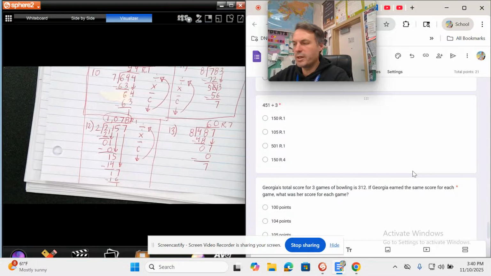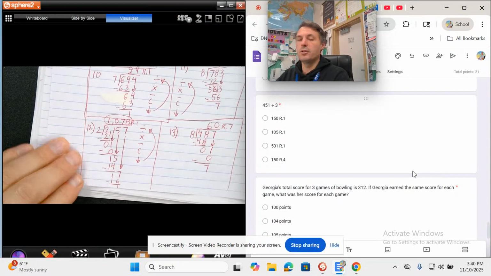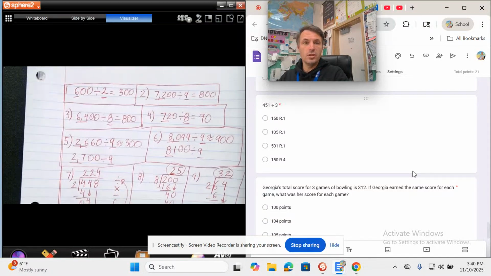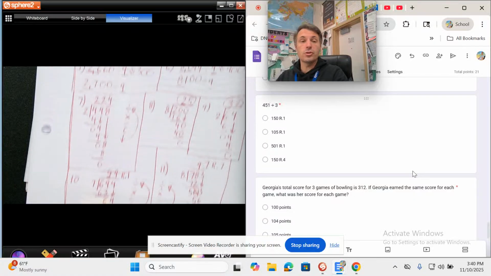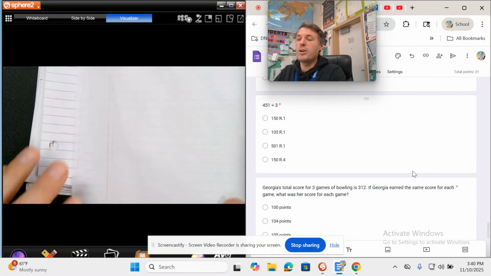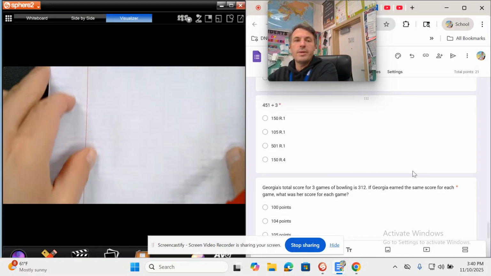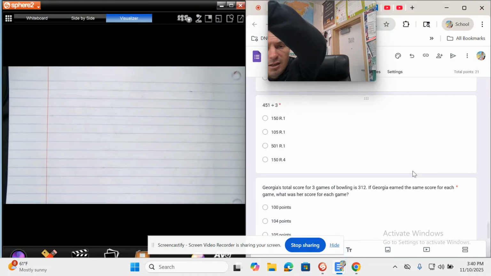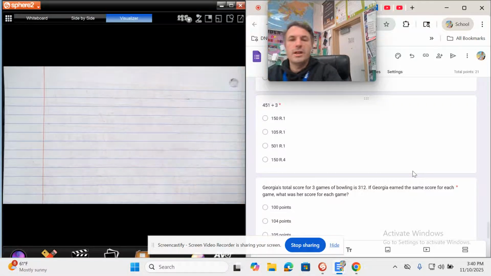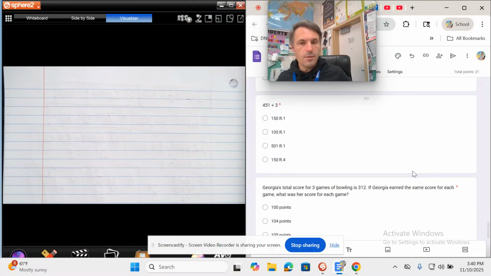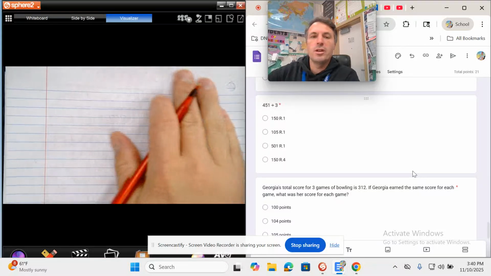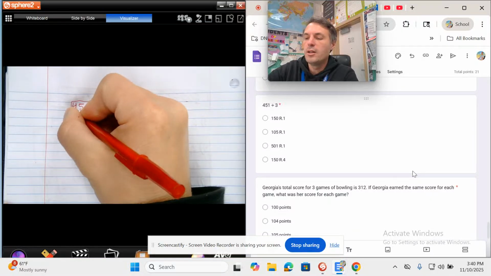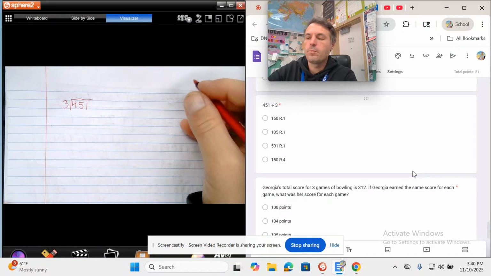Next, 451 divided by 3. I have to turn the page over. Look at all this scratch paper that I've used. This is what your scratch paper should look like when you're done with the practice test, if you're really doing your best. If you're just picking random answers and guessing, then you're not doing your best. You're making a weak choice rather than a strong choice. Okay, 451 divided by 3.